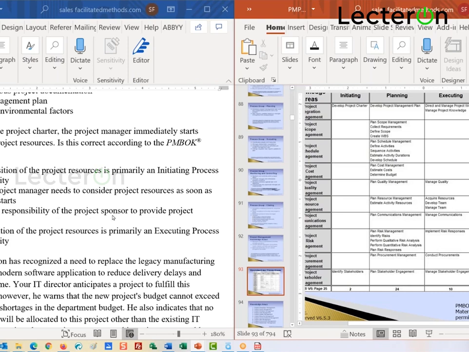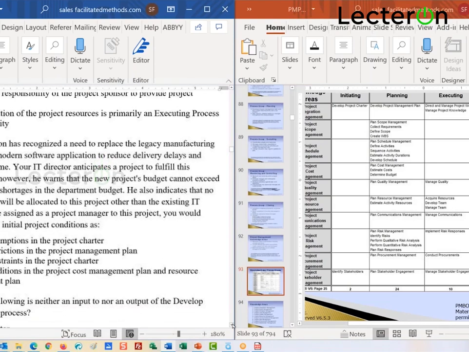And it's not totally the project sponsor's responsibility to provide those project resources. In some instances, yes, the project sponsor will help tell you who you are getting. This is very much dependent on how your project is being done. But regardless, you don't do it immediately. Make sense? Okay, number 7.